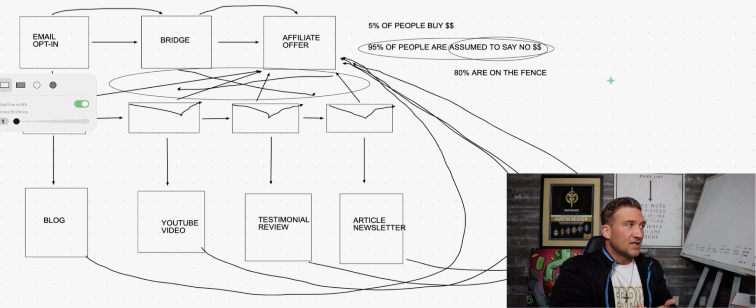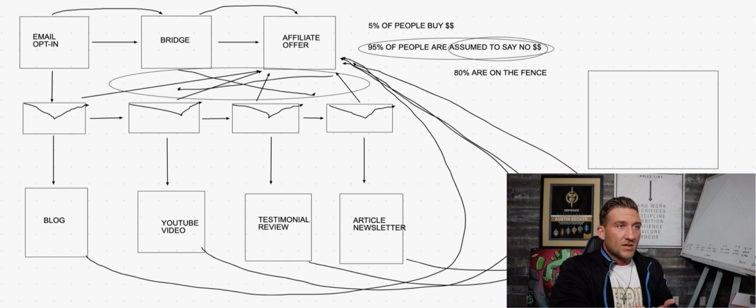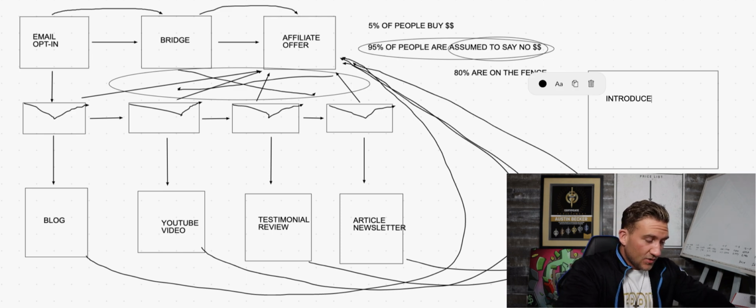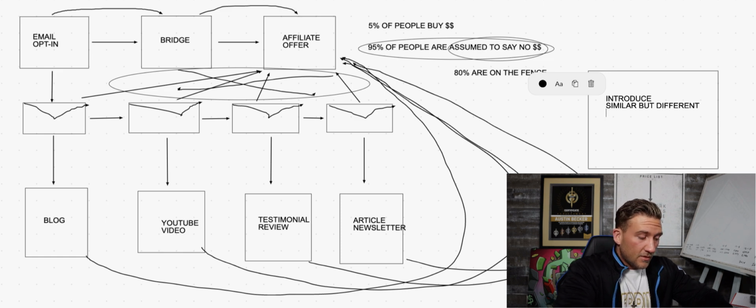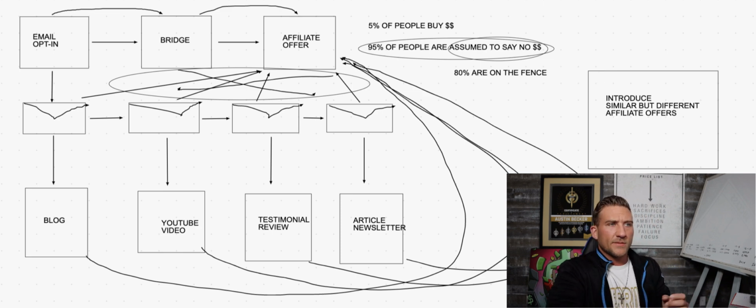So what you need to do is introduce similar but different affiliate offers. And what I mean by similar but different is they fall in the same niche. And if you don't know what a niche is, it's just a category. Weight loss is a category, for example.